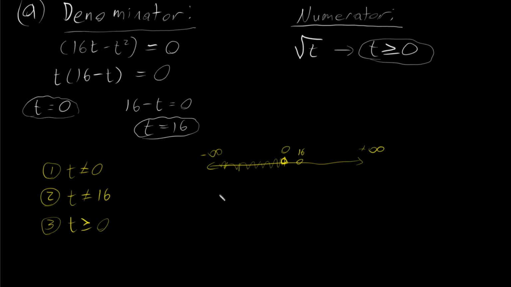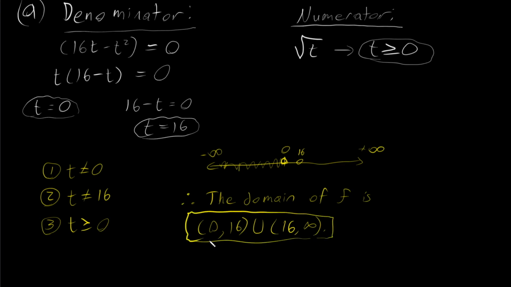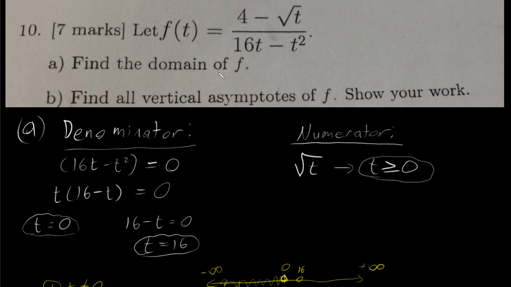So from this, we know that the domain is from 0, and we're using a round parenthesis, not a square bracket, because 0 is not included. So from 0 to 16, and again we have a round parenthesis instead of a square bracket because 16 is not included, and from 16 to positive infinity. So the final answer is this right here. This is the domain of the function. So this is the answer to part A of the question, which is find the domain of f.